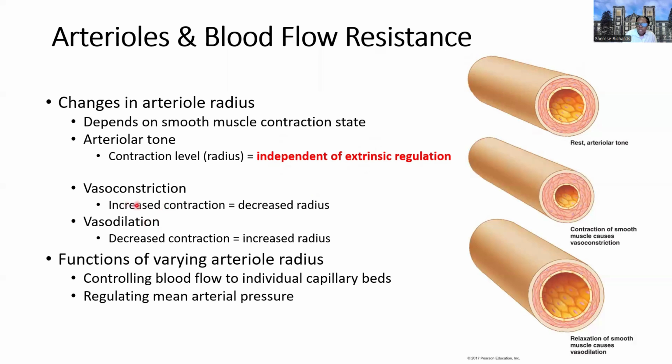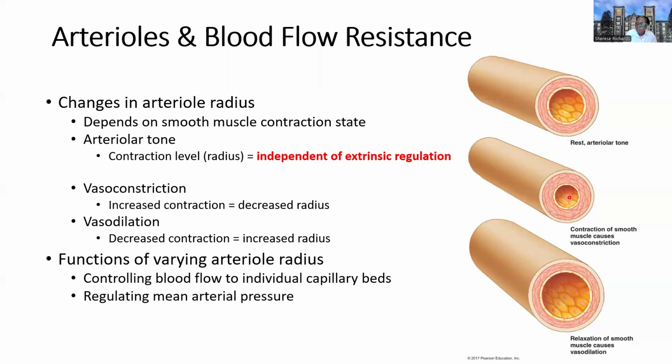Now, with vasoconstriction, this is increased contraction. That's going to decrease the radius. So that's what's happening here. Same vessel, smooth muscle is now going to be tense or contracted. And so the lumen is smaller, which means we have a smaller radius and a larger resistance.